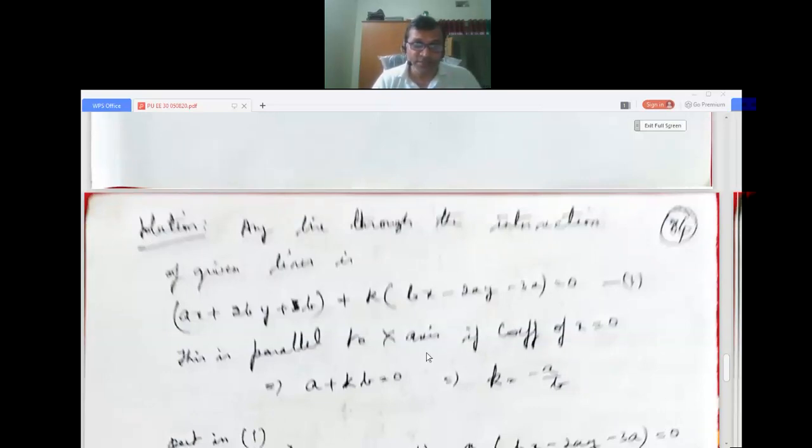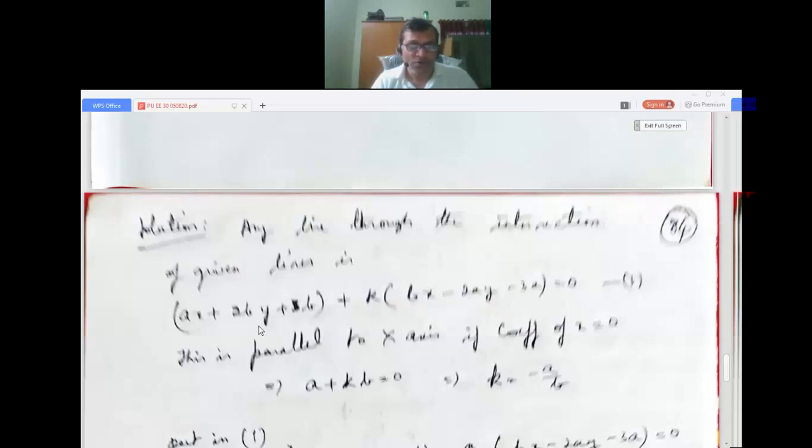It is parallel to x-axis, so the slope of x-axis will be 0. So what happens if the slope is 0? Here slope is minus b by a. Just remember this formula, if you know it, it is enough. It is parallel to x-axis, coefficient of x equals 0. So I will get here a plus kb. For example, if I take minus b by a, b is the coefficient of y and a is the coefficient of x.